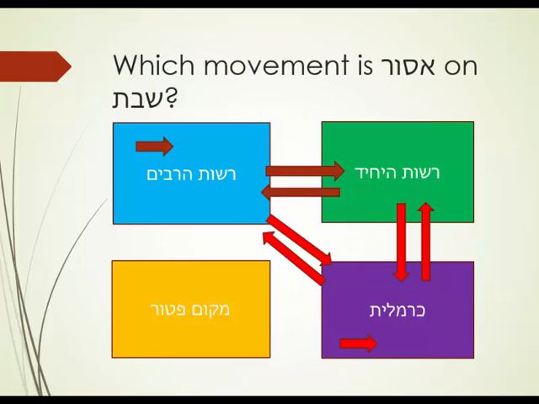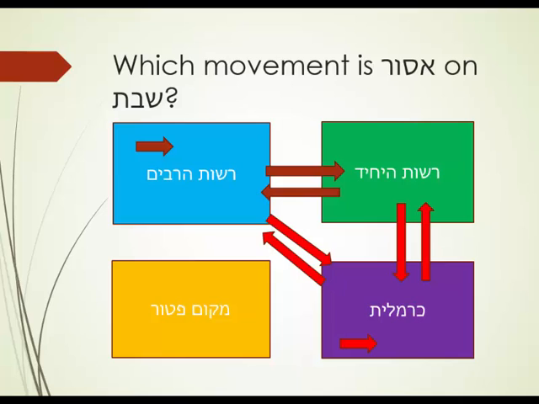Okay, so now that we know the 4 different Reshuyot, which movement is Asur on Shabbat? If you look at the diagram in front of you, every place where there's an arrow, that's what's going to be Asur. But I want to just explain what's going on. Carrying from a Reshut HaYachid to a Reshut HaRabim, or vice versa, is Asur Midoraita. That is the Malacha on Shabbat. In addition, carrying 4 amot within a Reshut HaRabim is also part of the Isur Deoraita of carrying on Shabbat, to carry again 4 amot within the Reshut HaRabim.